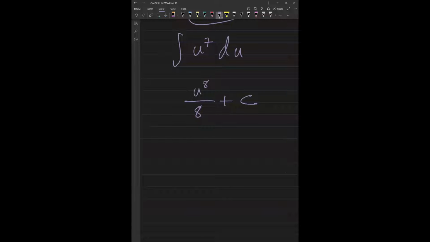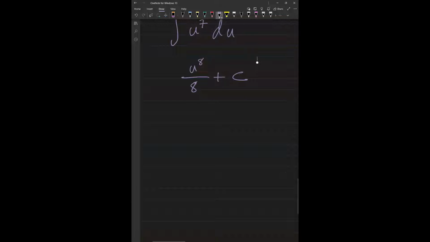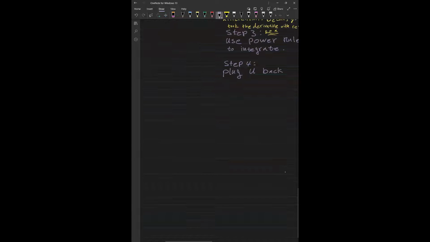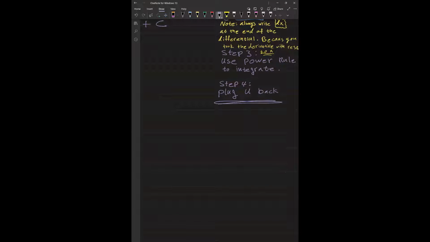So you can think about it like undoing the chain rule. It's like the inverse of the chain rule. The du just drops out. It goes away. Okay. So now, since we integrated, we have to do the 4th step, which is plugging u back.